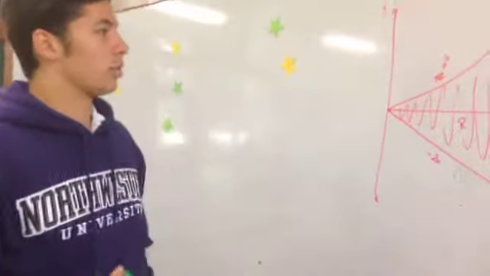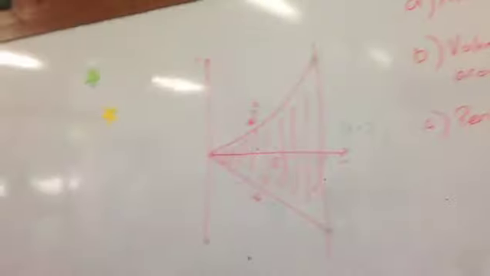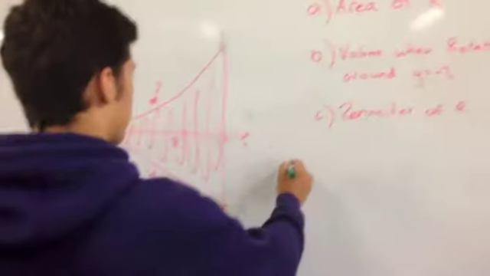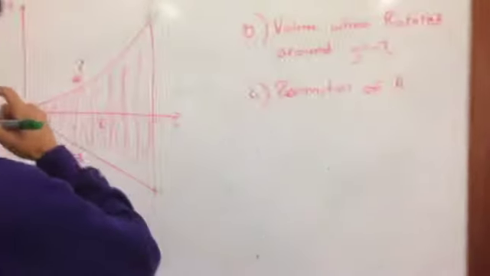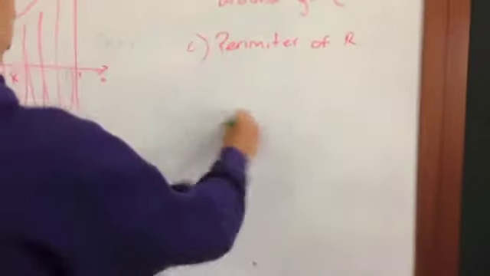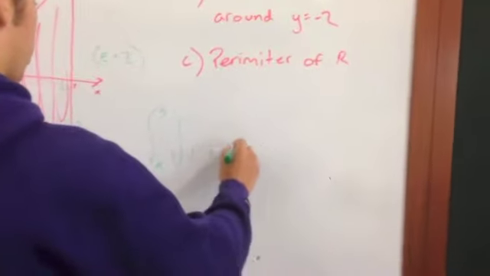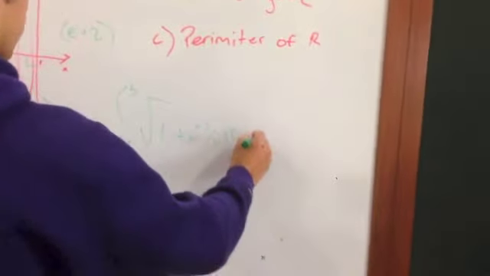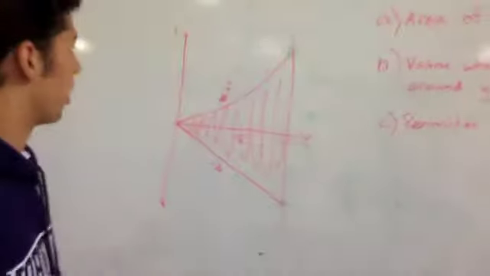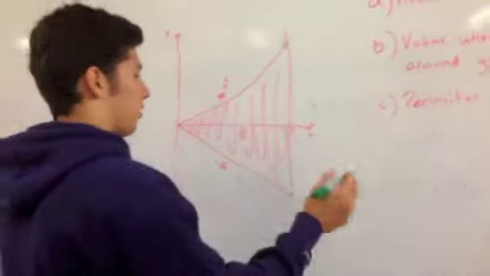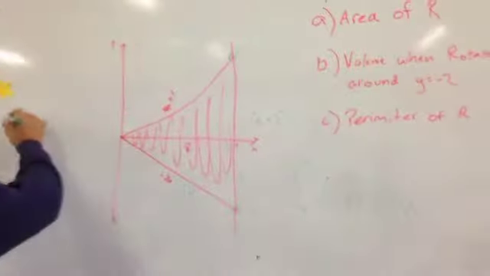So now we have to find the length of this curve. And to find this, we have the formula that the length of a curve equals the integral from a to b of the square root of 1 plus f prime of x squared dx. So we have to apply this to this curve, and the way to do that is, first we need to find f prime.